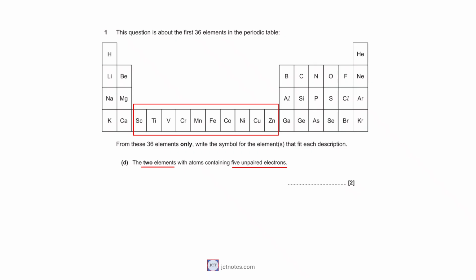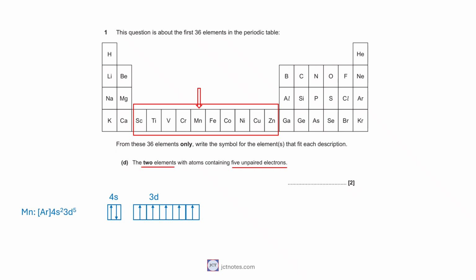The first one is manganese, Mn. Its configuration is argon core, 4s2, 3d5. 5 d electrons, each in its own orbital, all unpaired. This is a straightforward answer.